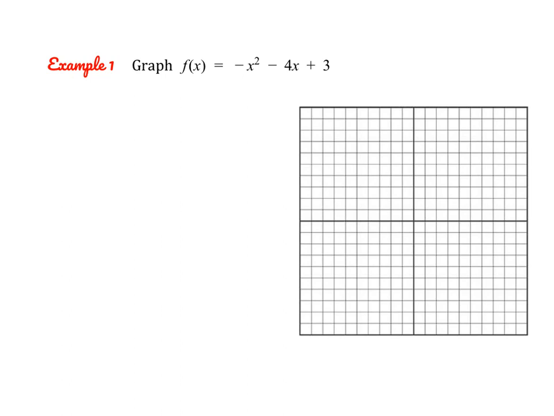So remember, step 1 is always to find the vertex. And of course, to do this, we're going to use our vertex formula. x equals negative b over 2 times a. And then I look at my equation, and I can see that the coefficient of x squared is -1. So I'm going to say a equals -1. And then I need to find b as well. So I look at the coefficient of x, and I see -4. So b is -4.